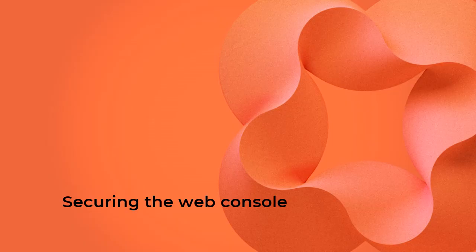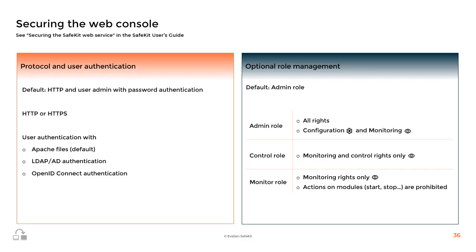Let's take a closer look at how to secure the web console. Let's discuss the different possibilities to secure the web console. By default, after a simple installation, the system is configured with HTTP and a password authentication for the admin user. However, we also support HTTPS for secure communication. User authentication can be managed through Apache Files, LDAP or AD authentication, or OpenID Connect authentication, providing flexibility to meet various security requirements.